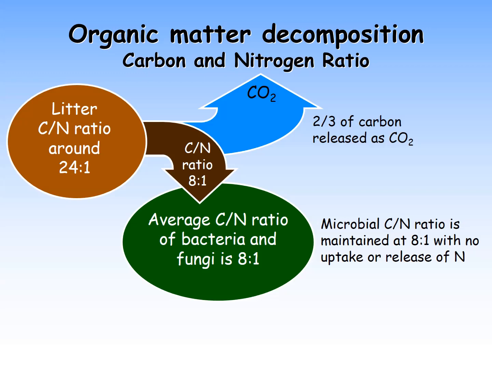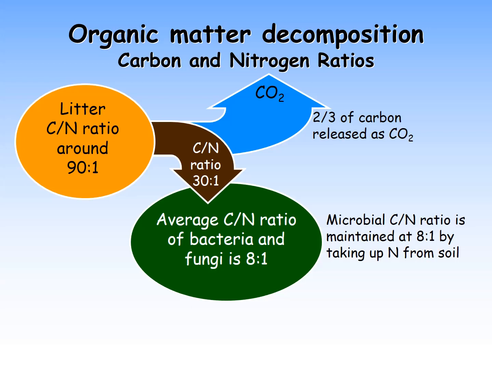Okay, and here if the added litter is at 24:1, 8:1 is maintained in the biomass, and 2/3 is released as CO2. Okay, if the litter changes, let's say it's around 90:1, the microbes will be taking up material with a C to N ratio of 30:1. Okay, this is much too high in carbon. They need nitrogen and will scavenge nitrogen from the soil in a process called nitrogen immobilization. Because microbes are much better at grabbing nitrogen than plants are, plants become nitrogen deficient. In general, if the litter's carbon to nitrogen ratio is above 30, a net immobilization will result.